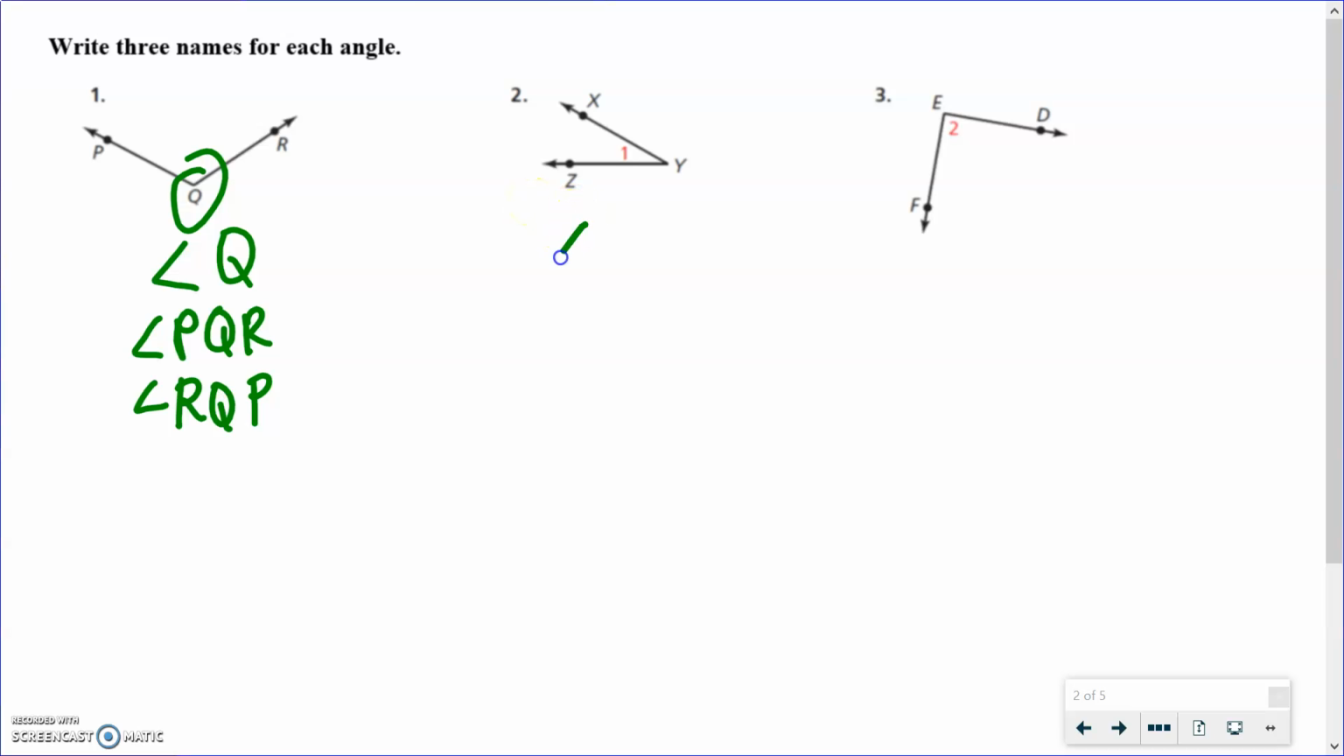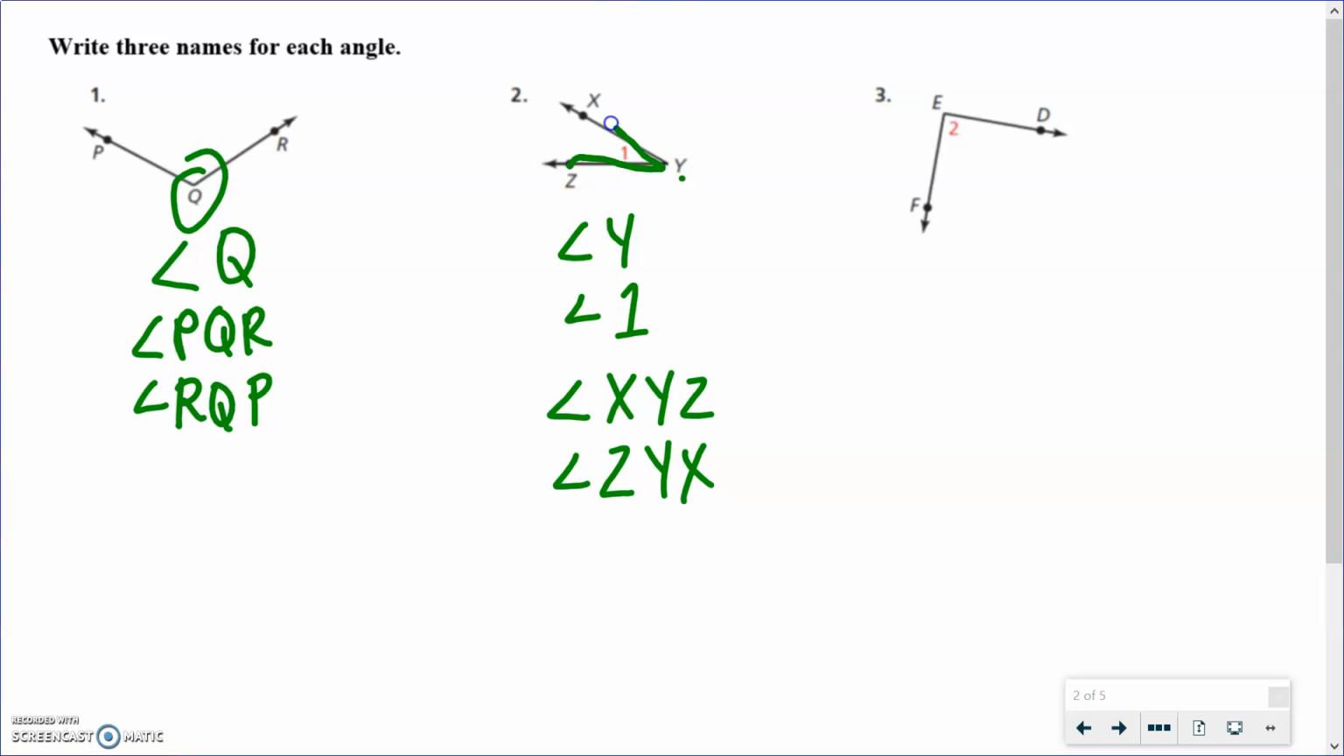This one, number 2, we can name a variety of different ways. Again, the easiest is going to be angle Y, okay? We could also call it angle 1 because there's a 1 in there this time. Or we could also name it using 3 letters. But again, that Y has to be in the middle or else it is incorrect, okay? So the letter that is at the vertex has to be in the middle of the other 2 letters, because that's the order. It's like if you were to trace it, you could start at Z and go Z, Y, X.